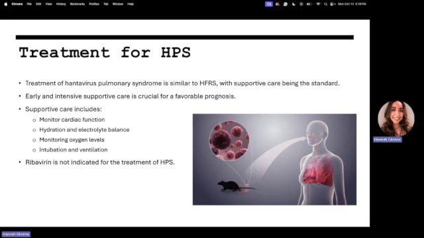And again, ribavirin hasn't been studied, but also is not indicated for treatment of hantavirus pulmonary syndrome, even in other countries. So my guess would be after the United States investigation, it's most likely not going to be indicated for treatment of this disease in the United States as well.